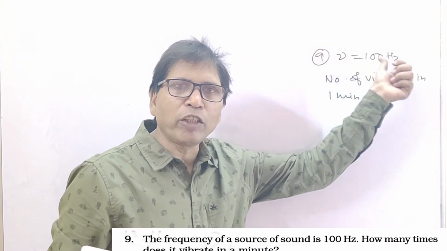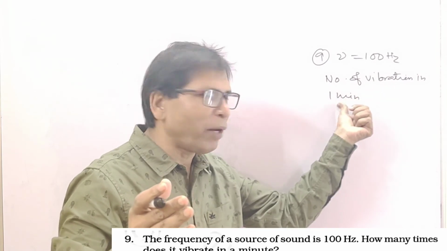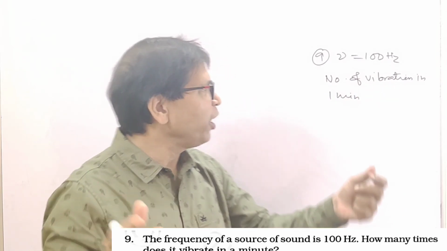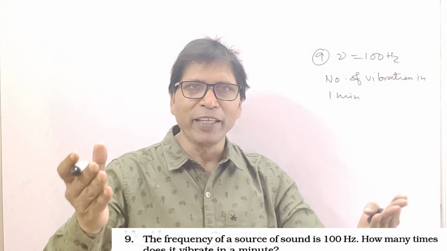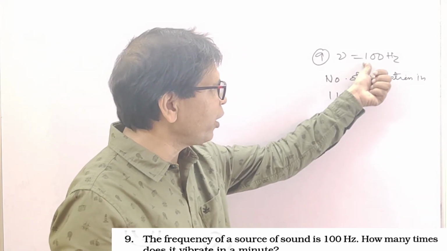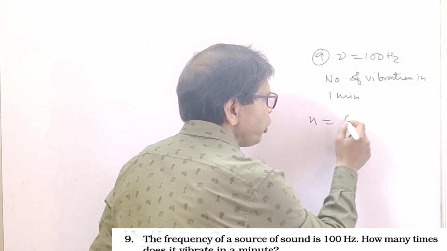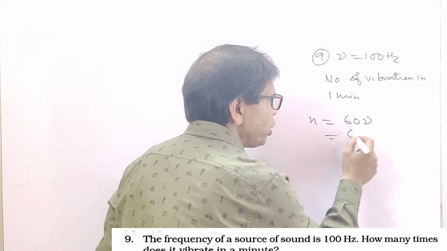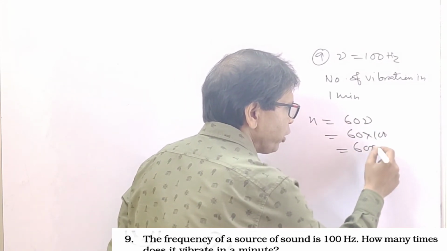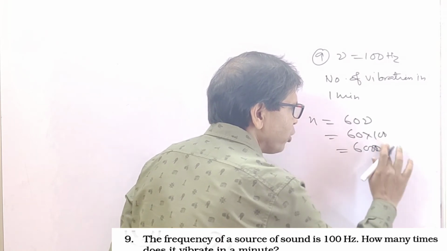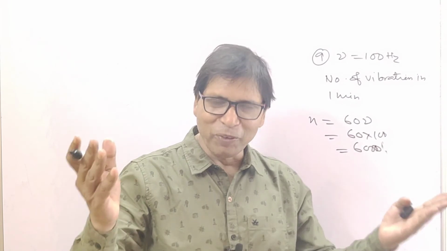Now numericals of NCERT. Look at this, the frequency of a sound wave is 100 Hz. We have to calculate the number of vibrations in 1 minute. Frequency of 100 Hz means the number of vibrations in 1 second is 100. So the number of vibrations in 1 minute is 60 into nu, so this is 60 into 100, which is 6000 vibrations in 1 minute.